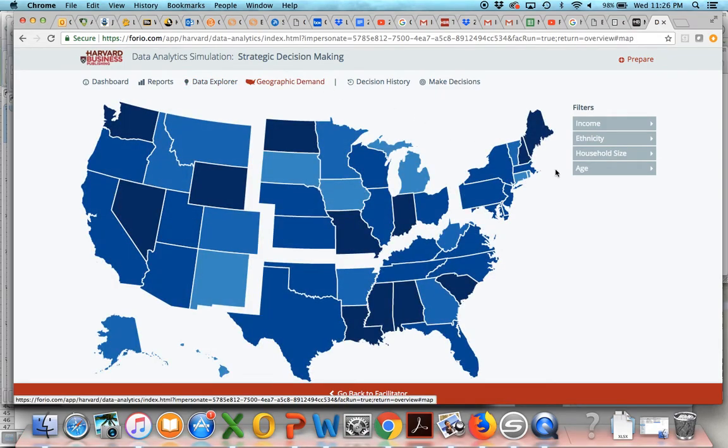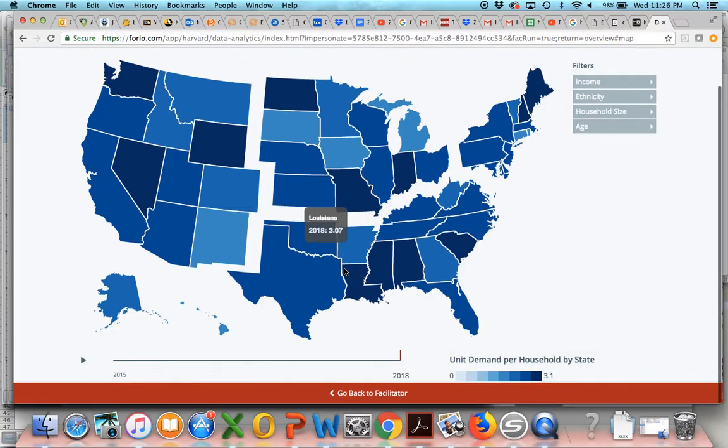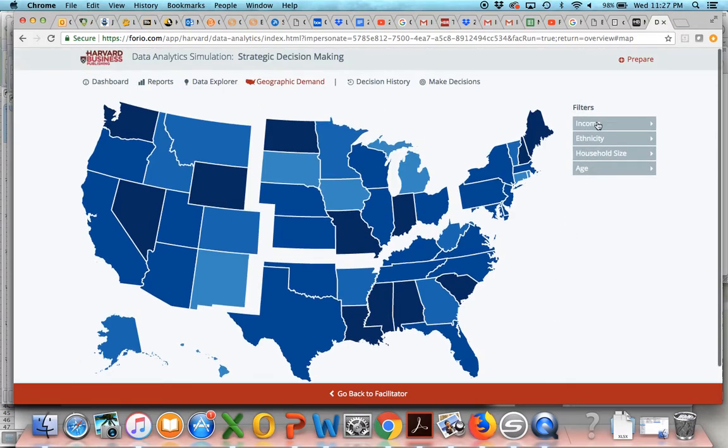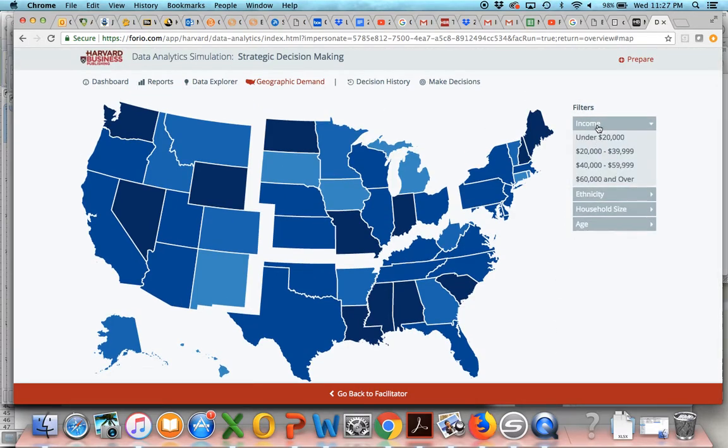Okay, again, geographic demand. Here you can see, let me scroll down, the darker it is, the more people want to buy your product. And again, you can filter by these different things here, so you can think about how to reach these people. So yeah, these first four things are information you can use. It's basically just things for you to look at. You don't make any decisions here.